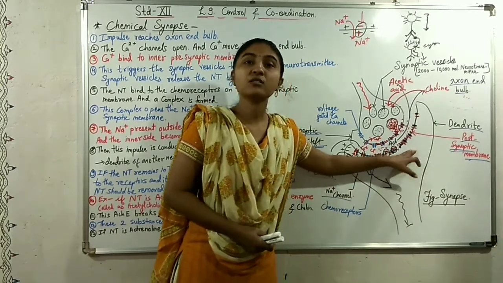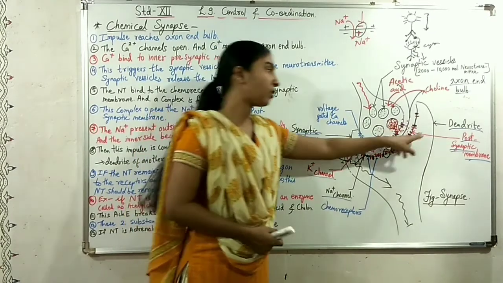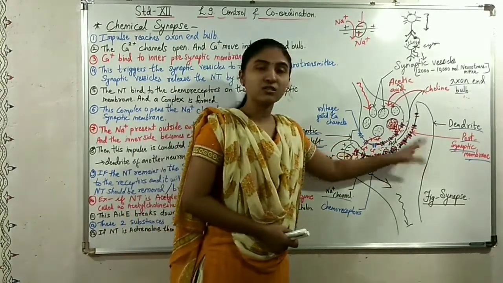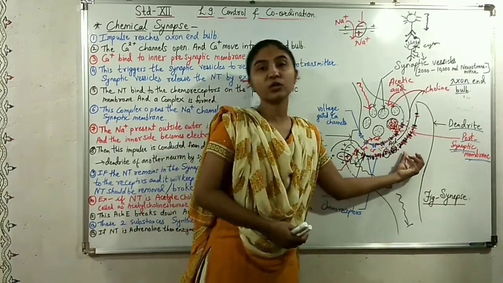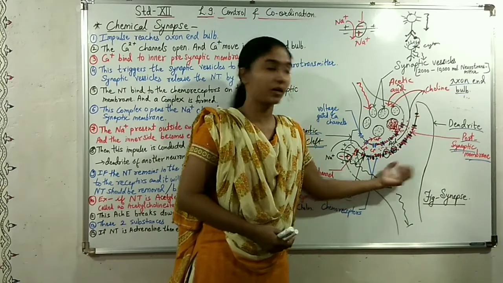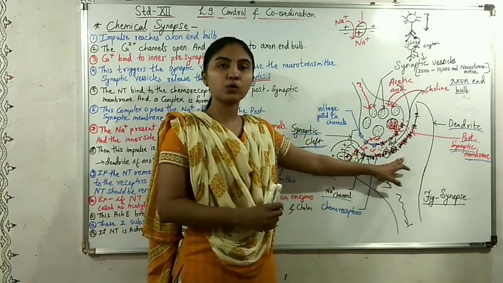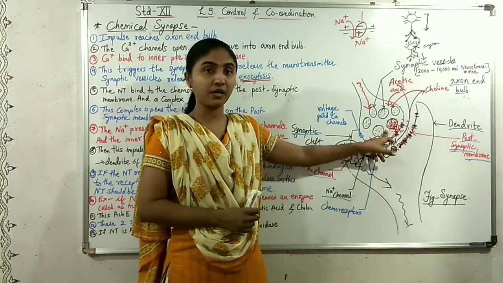These receptors are not present on the presynaptic membrane. They are only present on the postsynaptic membrane. So here, these receptors receive the neurotransmitter on the dendrite membrane, on the postsynaptic membrane. These are present only on the postsynaptic membrane. They are not present on the presynaptic membrane.